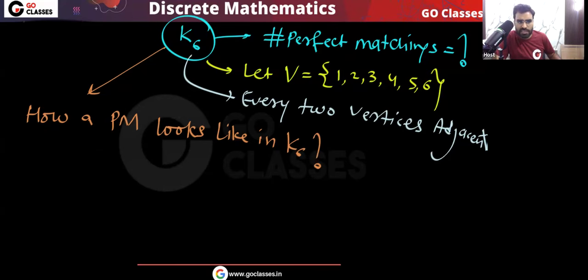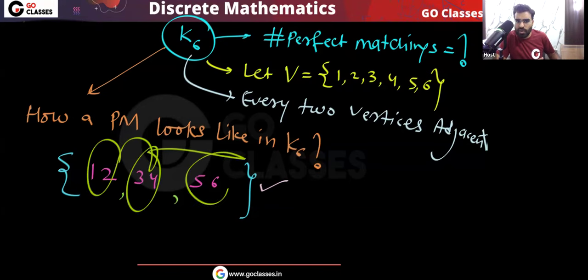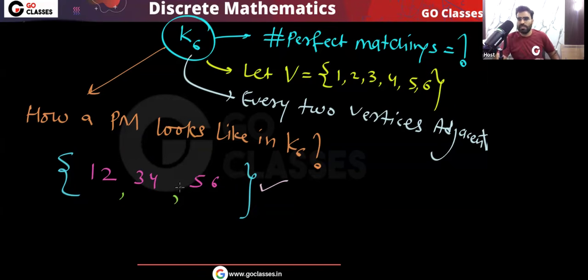A perfect matching will cover all the vertices, and remember, a matching is a set of edges. So there will be exactly 3 edges, which are pairwise non-adjacent. For example, you can have 1 2, 3 4, 5 6. Yes, this is a perfect matching. It is covering all the vertices, and every two edges are non-adjacent, not having any common endpoint. All 6 vertices are covered, so this is a perfect matching.